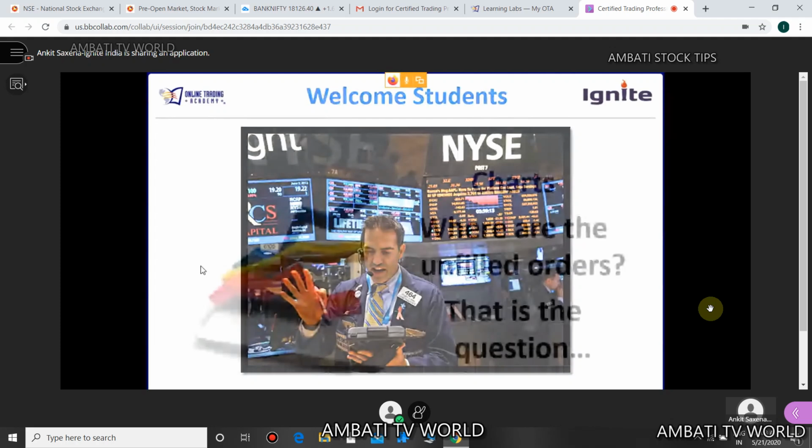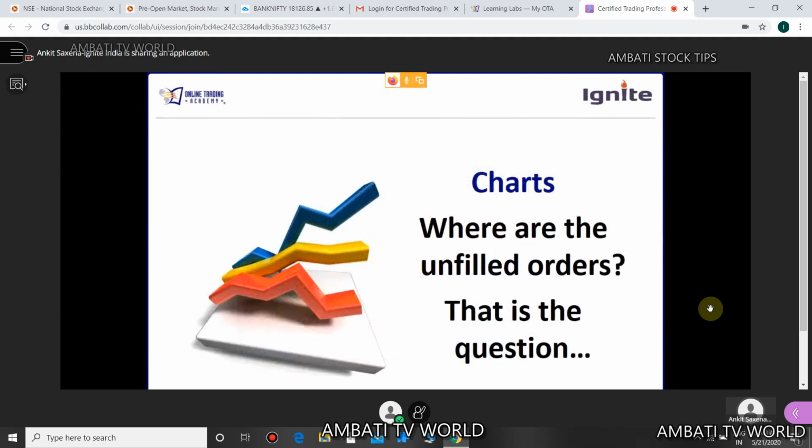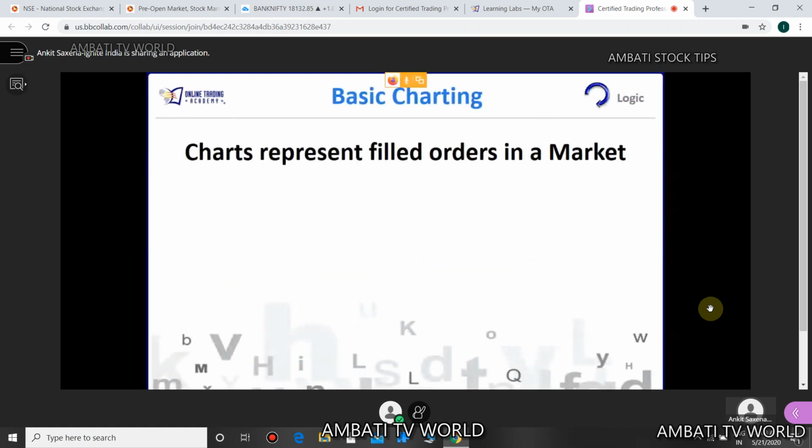Now, yesterday we tried to understand where the unfilled orders are. We have not understood that fully, but we have touched a little bit on that concept, though we have not covered the entire concept. Now, what does a chart represent?